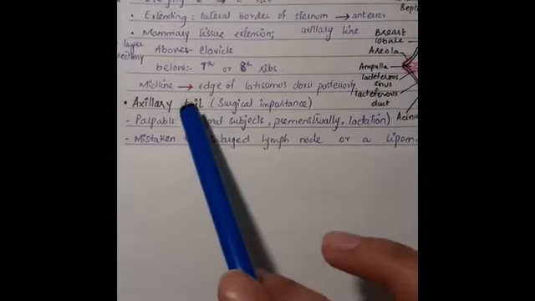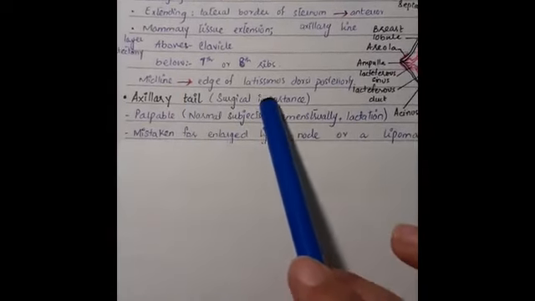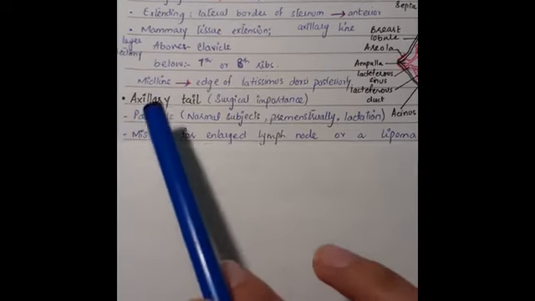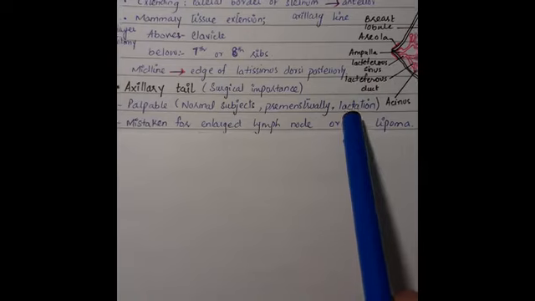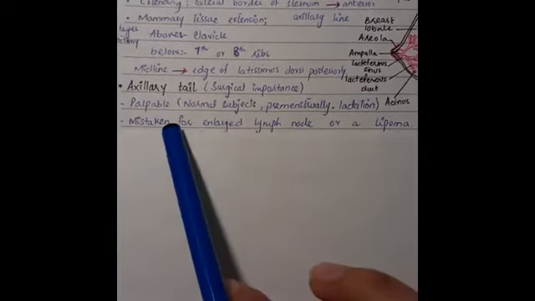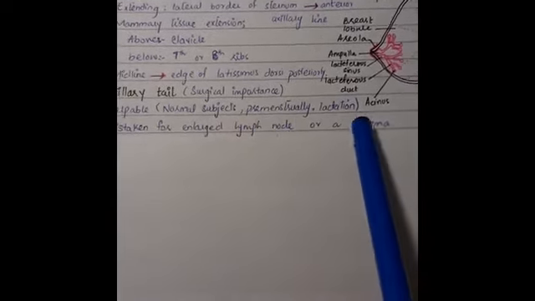Then we come to the axillary tail. It is also important for surgical purposes. It is palpable in normal subjects, premenstrually, and during lactation. It can be mistaken for enlarged lymph nodes or a lipoma.